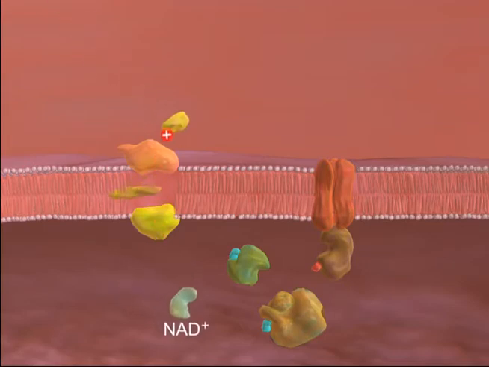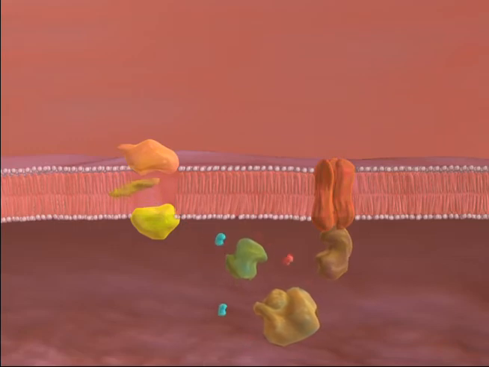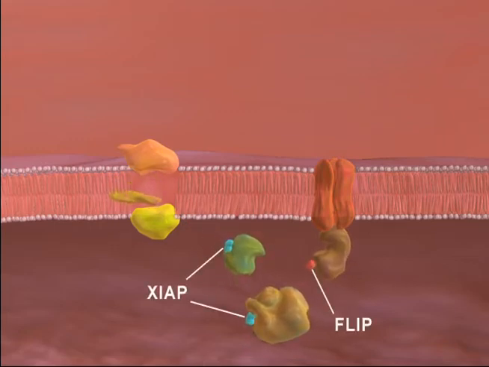The rate of this process is thought to influence whether a cell should live or die, according to the needs of the body, by indirectly regulating the expression of two proteins, FLIP and XIAP. These proteins prevent executioner enzymes called caspases from telling a healthy cell to die.